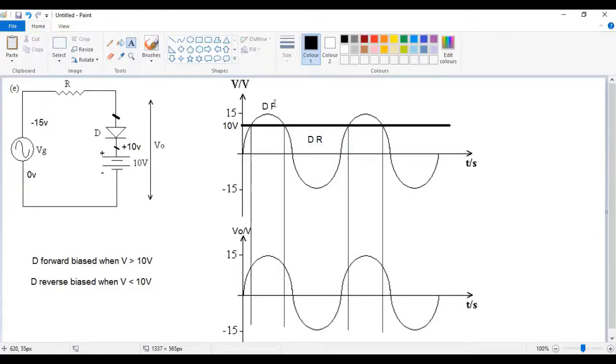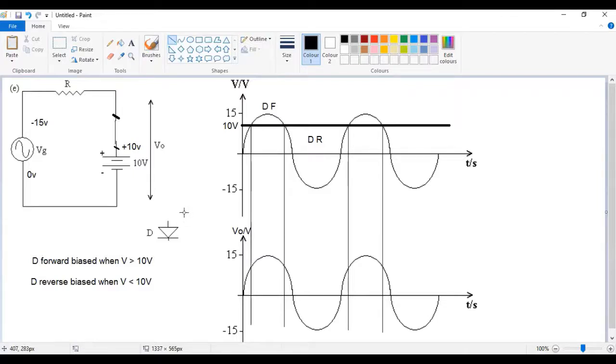And next question is, when it's forward biased, we know that we can replace this diode by a short circuit. Imagine you replace that by a short circuit. So I'm just going to take this out and put it back later. Let's just take this out for the time being. And we are saying in that region here, when it's above 10 volts, you are simply short circuiting it because it is forward biased.